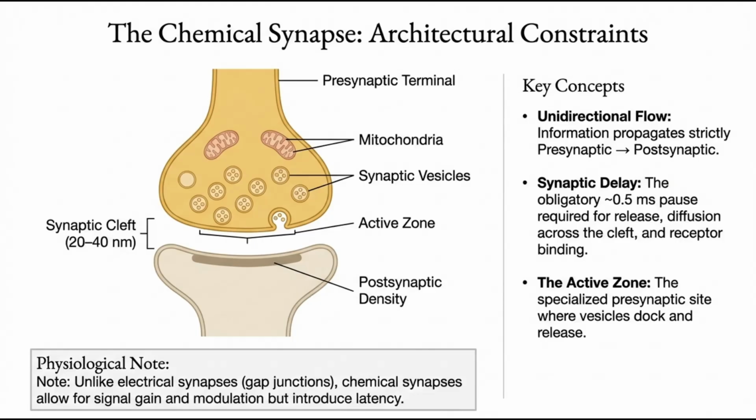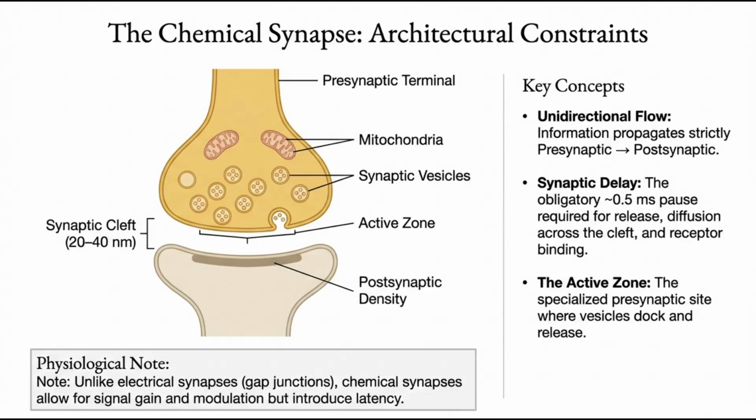Let's look at the components listed here on the slide. On the presynaptic side, we have mitochondria and synaptic vesicles. The mitochondria are there because this process is incredibly energy expensive. We are running a factory here. Synthesizing neurotransmitters, packaging them into vesicles, pumping ions back and forth to reset all the gradients, that all requires a constant supply of ATP. So the mitochondria are the power plants and the vesicles, the synaptic vesicles, are the storage units. They are little membrane-bound spheres, just packed full of the chemical messenger, ready to go.